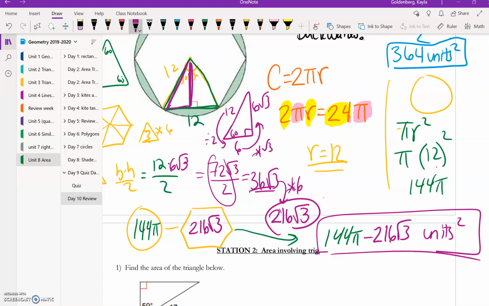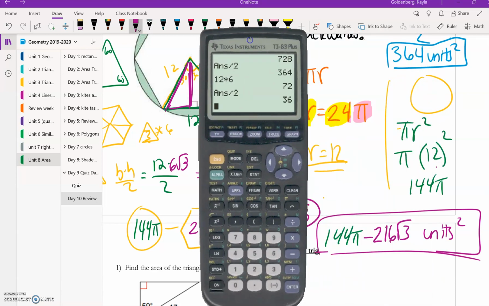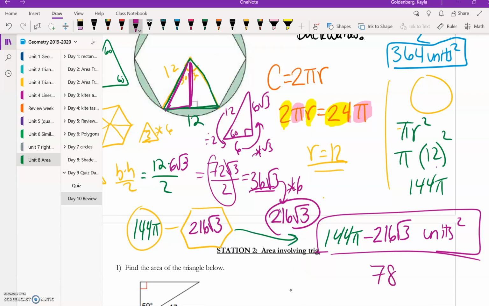If you wanted to give a decimal answer, that'd be fine too. So my decimal answer would be 144 second caret key on the right pi, minus 216 times the square root of 3. Looks like it comes out to about 78.2. I'm going to round it to 23. So there are our 2 versions of our answers.